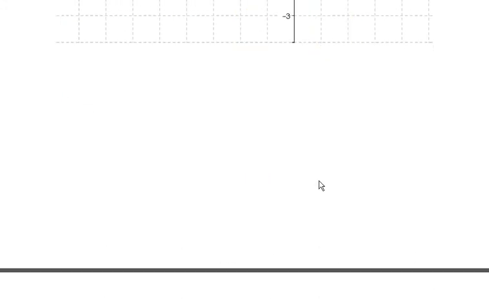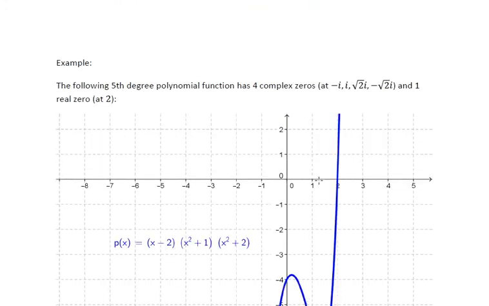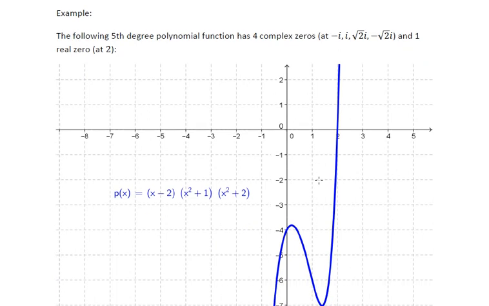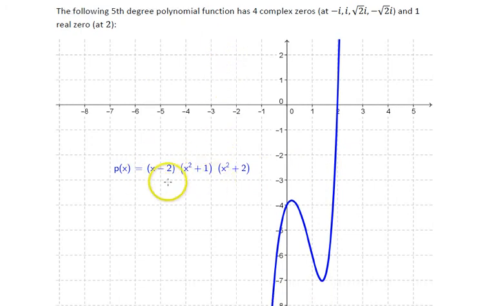The next example, here we have a 5th degree polynomial. It has 4 complex zeros and 1 real zero. Again, it's shown in factored form. If we multiply it out, it'll be a 5th degree. And this term right here gives us our real 0, setting that equal to 0.